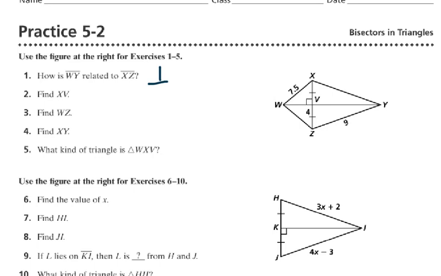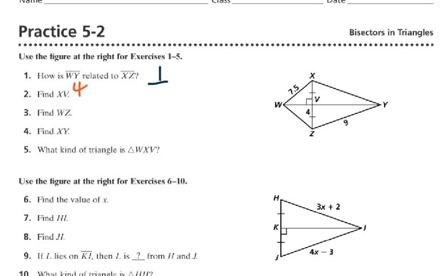It says find XV, which is this little segment right here. But it's marked congruent to something else. I'm going to mark it here. It's marked congruent to this one. Well, that one's already marked to be 4. So it has to be 4. It can't be anything else because they're marked congruent.